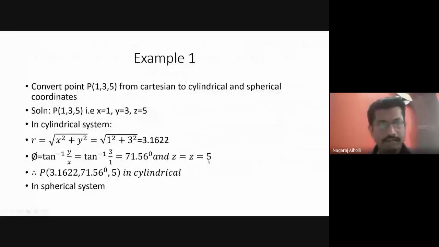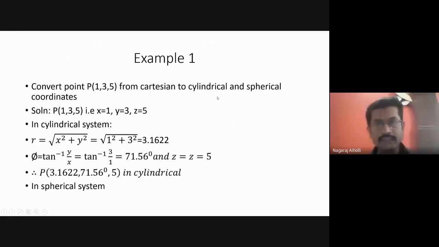Therefore, the cylindrical coordinates for the given point P of 1, 3, 5 are r, phi, z, that is 3.1622, 71.56 degrees, 5. These are in the cylindrical system. Next, we have to convert from Cartesian to spherical.